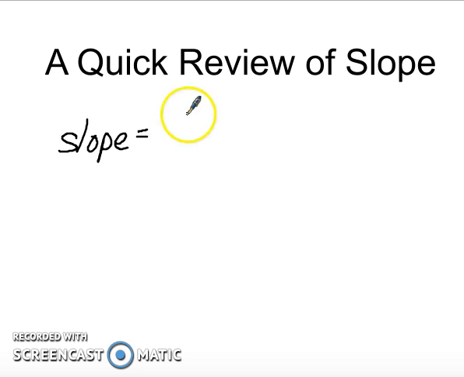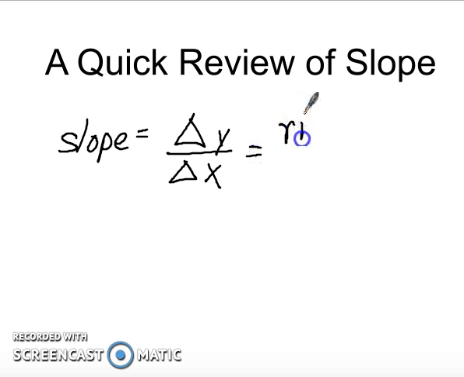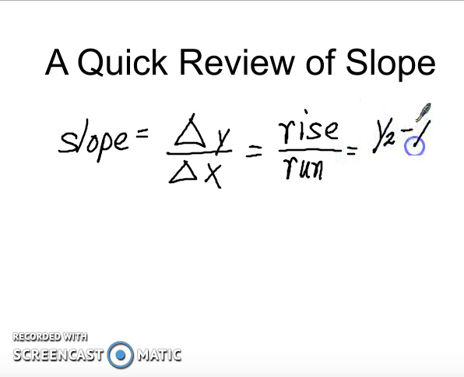Okay, so we look at slope, a couple of different things. One, this is the change in y divided by the change in x, and that triangle is the delta symbol. It's Greek for change. You may have learned slope as rise over run. It's also y2 minus y1 over x2 minus x1. In essence, it's the vertical change over the horizontal change.